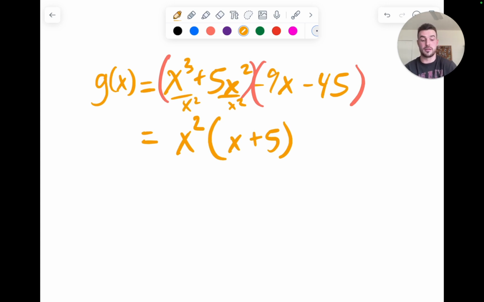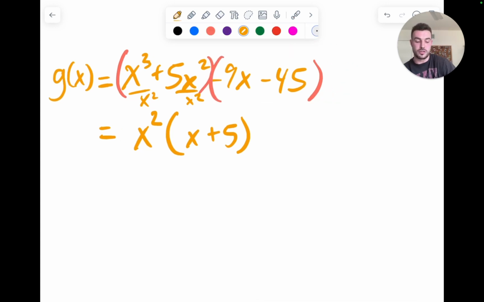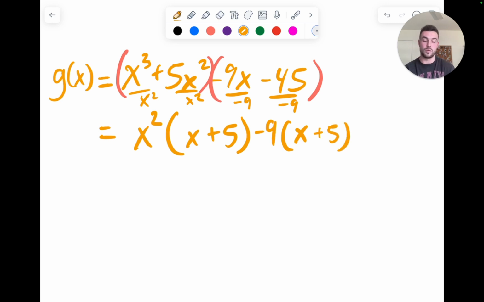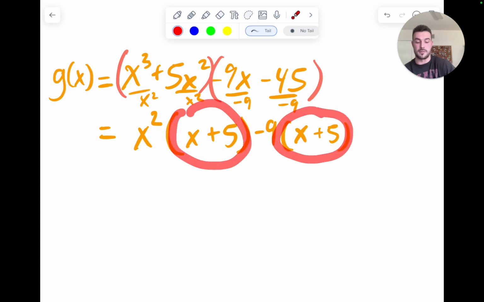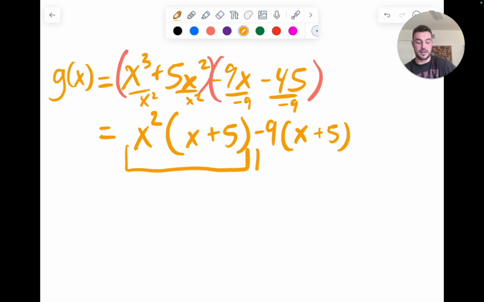Now do the same thing for our other grouping. We have a negative 9x and a negative 45. I'm going to divide out their greatest common factor, which is negative 9. When I do that, negative 9x divided by negative 9 is just x, and negative 45 divided by negative 9 is a positive 5. So I know I'm about to get the right answer, at least in terms of factoring, because the inside of these parentheses are the same. If I focus on these being individual terms, I can divide out what they have in common.